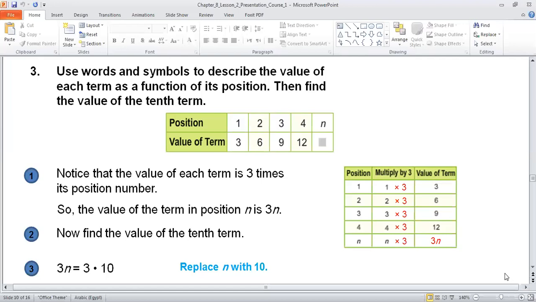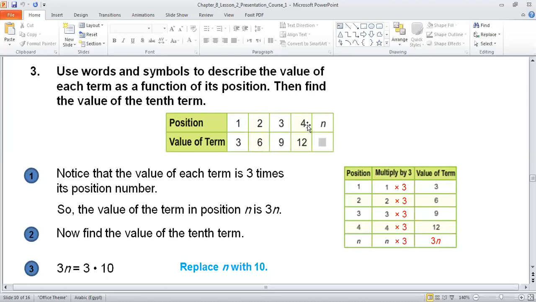Okay, notice, look with me. We have here a table. 1 becomes 3. I multiply by what? 3. 1 becomes 3, I multiply by 3, right? 2 becomes 6. Multiply by 3. Excellent. 3 becomes 9. Multiply by 3.